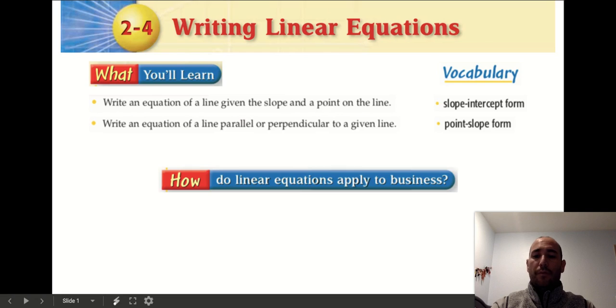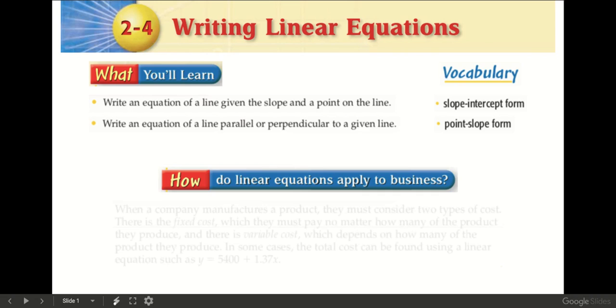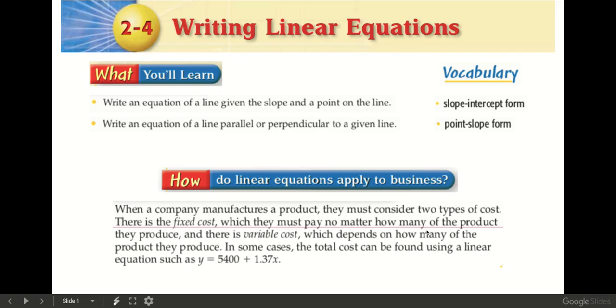One of the big questions here is how do linear equations apply to business? Here's something we can examine. When a company manufactures a product, they must consider two types of costs. There is a fixed cost, which they must pay no matter how many of a product they produce, and there are variable costs, which depend on how many of the product they produce. So one is fixed, right? There's no getting around it, and the other one is a cost based off how much they produce.